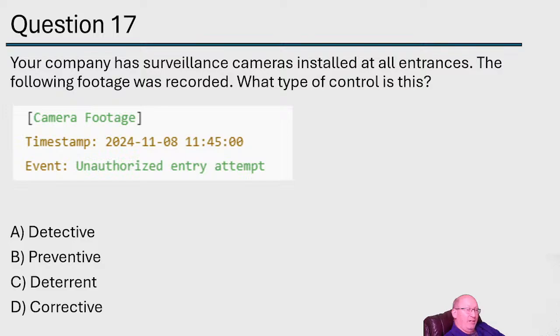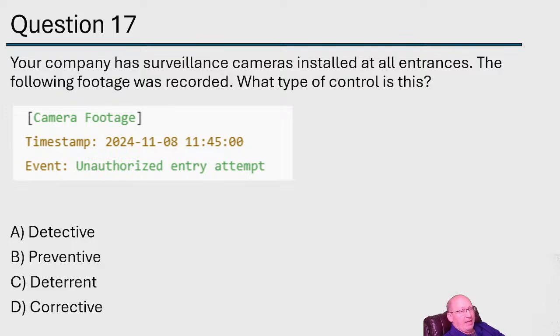What do you think? All right, if you said deterrent control, you'd be incorrect. I know I was misleading and conniving and mean. It is a detective control. It's 100% a detective control. Why? Well, it says it in the question. Your company has surveillance cameras installed at all entrances. The following footage was recorded. Footage is something that we would audit. We would look over it. If we're going to audit something, well, that's a detective control.